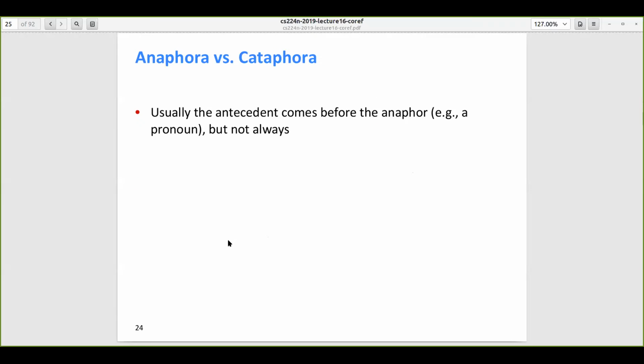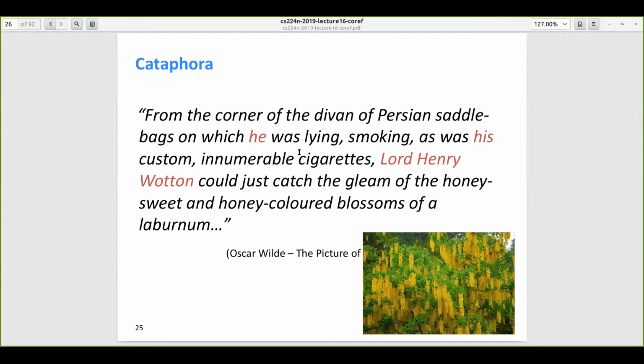We may also have it the other way, as in this case: from the corner of the divan of Persian saddlebags on which he was lying smoking, as was his custom, innumerable cigarettes, Lord Henry Wotton could just catch the gleam of the honey sweet. Here, as we can see, the pronoun comes first, followed by the actual entity's name, which is Lord Henry. So this is another possibility where the antecedent comes after. The pronoun comes first, and the real entity comes later.